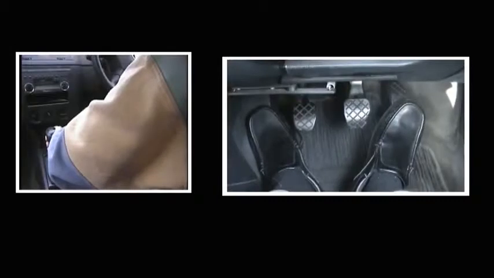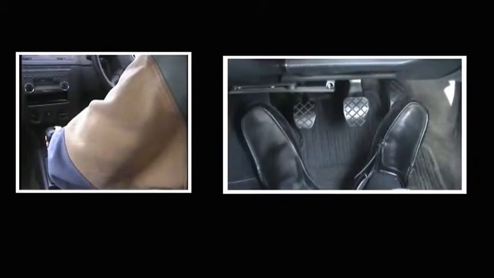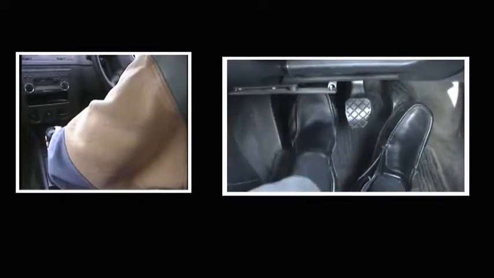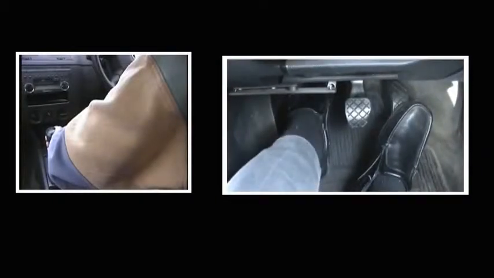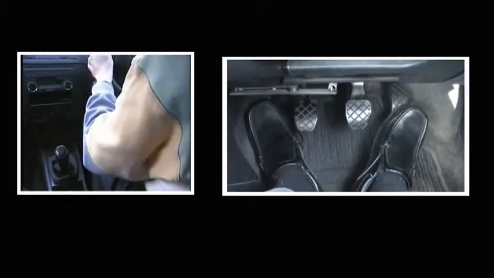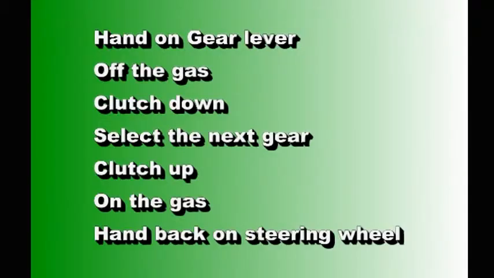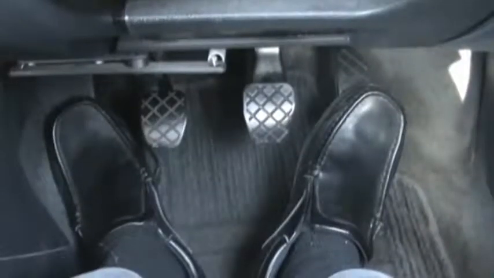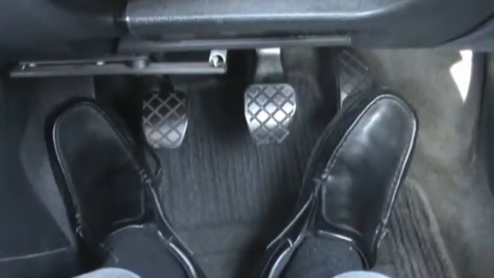So to change up a gear, place your left hand on the gear lever and at the same time ease off the pressure on the accelerator pedal, and then depress the clutch fully and select the next appropriate gear. Then allow the clutch pedal up smoothly and at the same time start to apply a little pressure onto the accelerator. Put your left hand back onto the steering wheel as soon as the gear change has been completed. Releasing the accelerator when changing up allows the engine speed to drop slightly to match the higher gear and give you a smooth gear change.